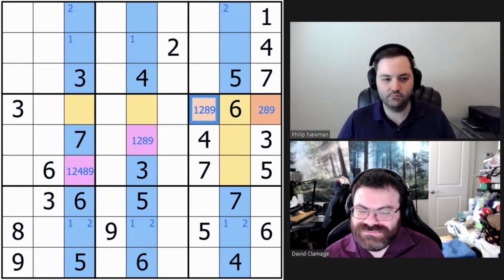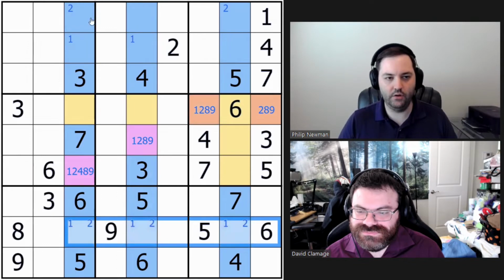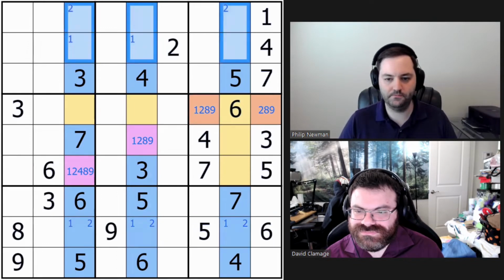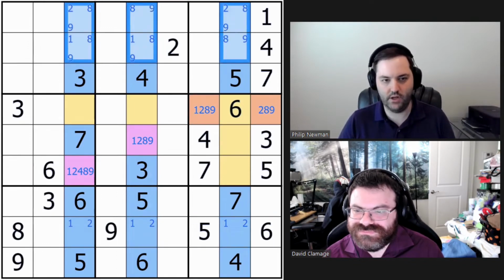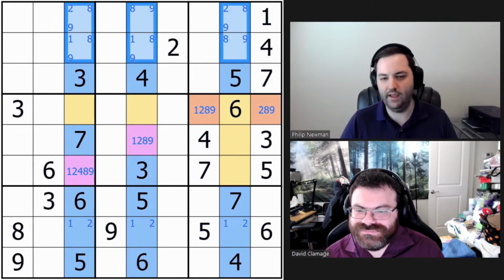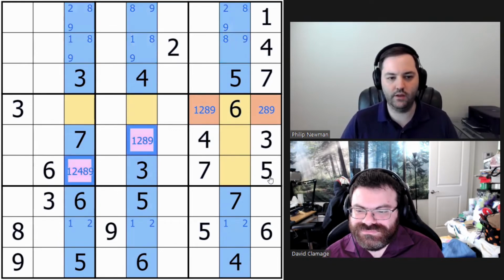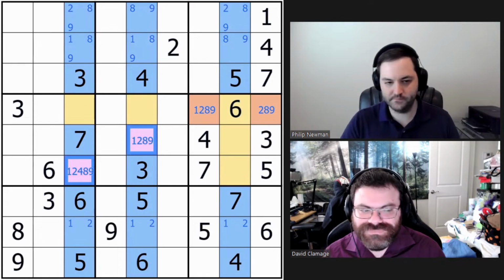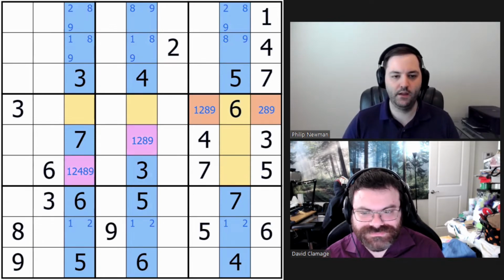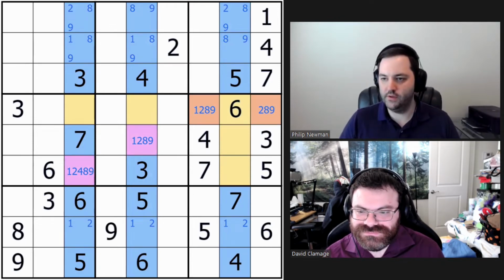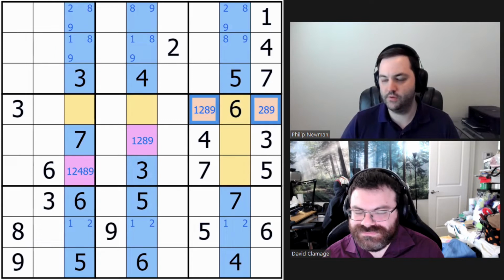Okay, 8. 8 can't go here, so 8 can go up here. 9 as well can go up here. So if 8 or 9 are in orange, they have to be in the target cells. Yep, that's clear. Okay. Well, if all four of those digits have to be in the target cells, if they're in orange, two of them are in orange. We just don't know which ones.